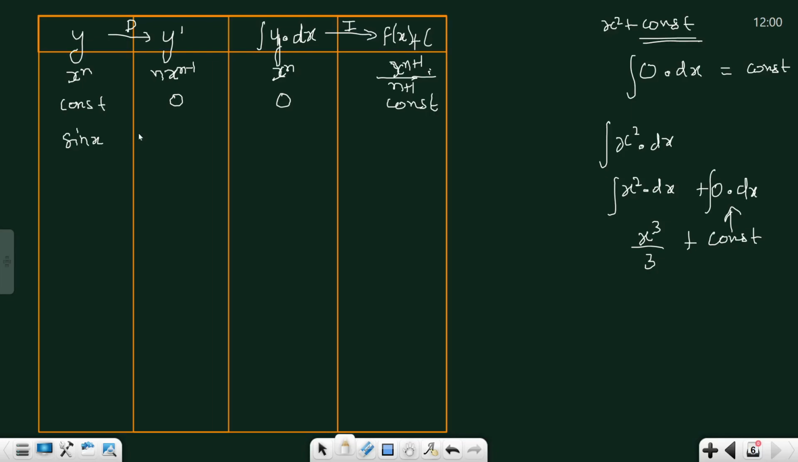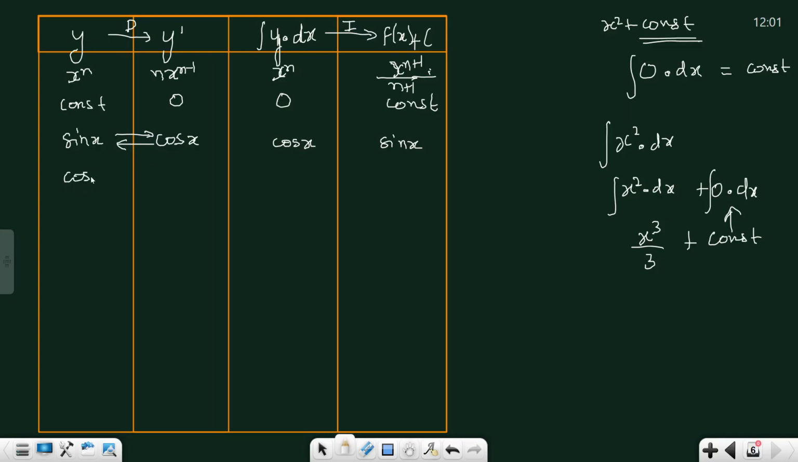Just tell me, when you differentiate sin x, you will get cos x. Yes or no? Yes, sir. So when you integrate cos x, apply the reverse process, you will get sin x. So when you differentiate sin x, you will get cos x, and the reverse process will be, when you integrate this cos x, you will get sin x. Clear or not? Is it clear? The cycle is running in reverse.